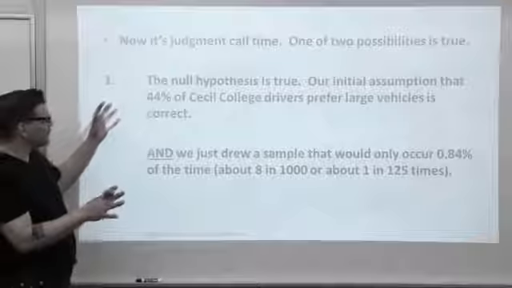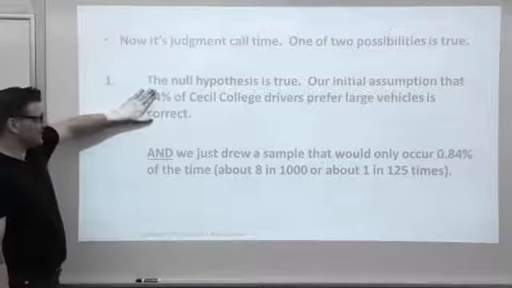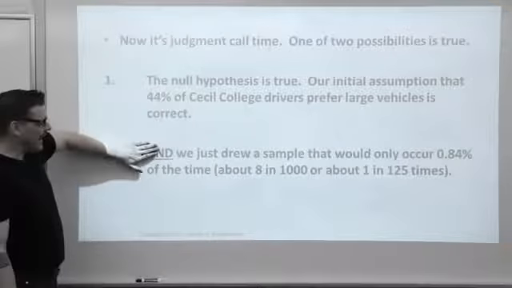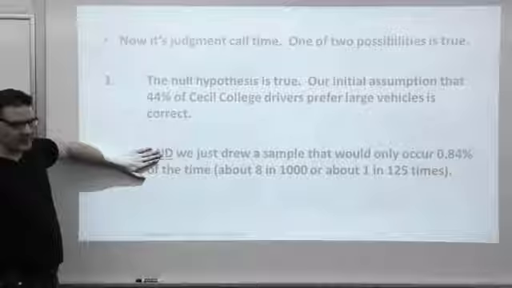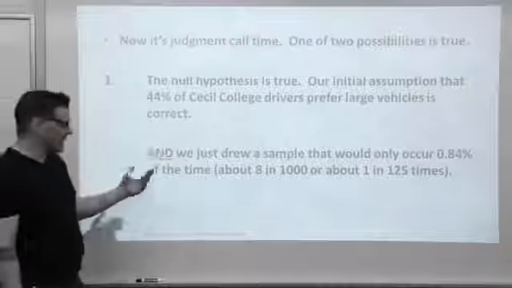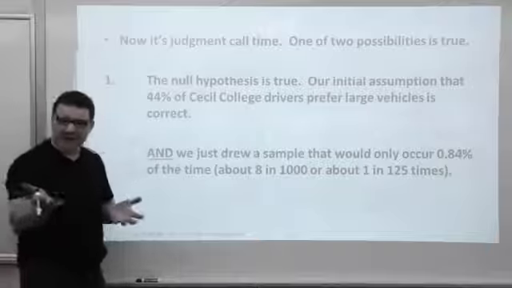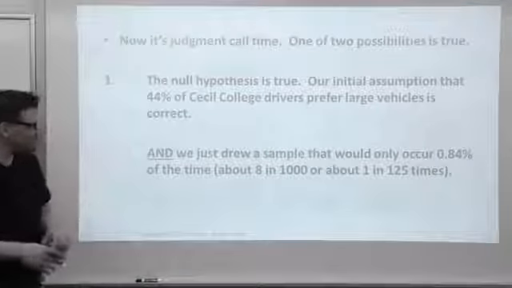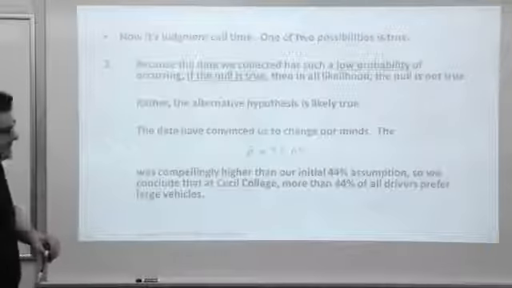So read this one more time. The null is true. Exactly 44% of Cecil College drivers prefer large vehicles. And what just happened happened. And it's very rare that that would. You know, if you're a gambler and you've only got 8 in 1,000 odds, do you win often? Probably not, right? So that's option one. The tone of my voice kind of tells you that's not the right option, right?